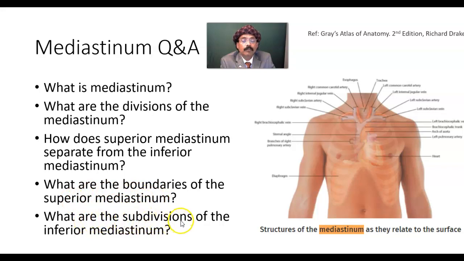What are the subdivisions of inferior mediastinum? The inferior mediastinum is subdivided into anterior mediastinum, that is present in front of the pericardium, the middle mediastinum that includes the heart and the pericardium, and the posterior mediastinum, the structures which are present behind the heart and pericardium. Okay, let's start. Go to the next slide.